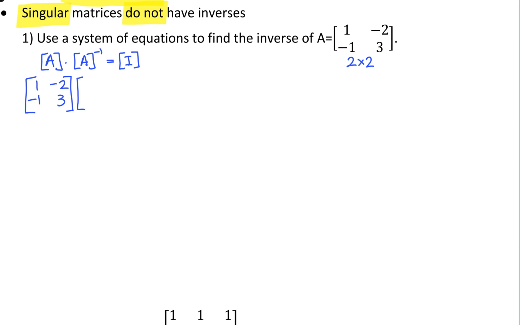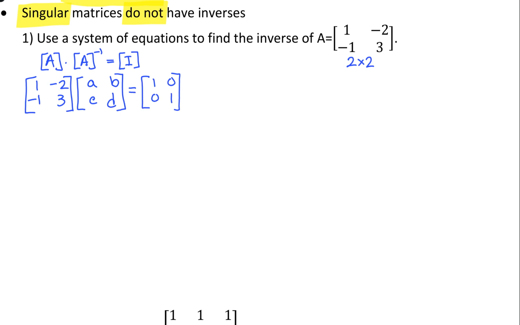I'm going to call them A, B, C, and D. So that's my inverse matrix, and that's going to equal the identity, and our identity is a 2 by 2. So it's going to be 1, 0, 0, 1. Remember, an identity matrix is ones on the main diagonal and zeros everywhere else.